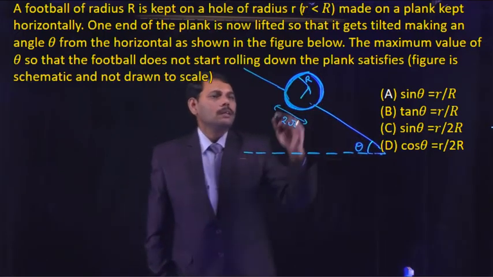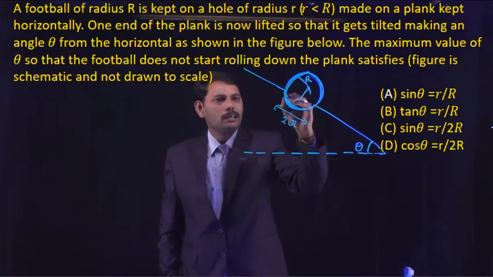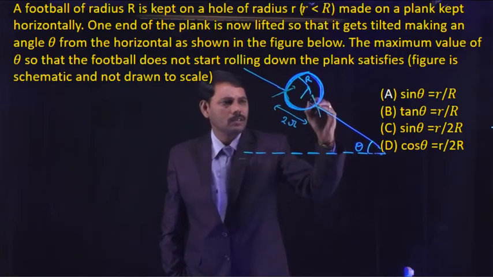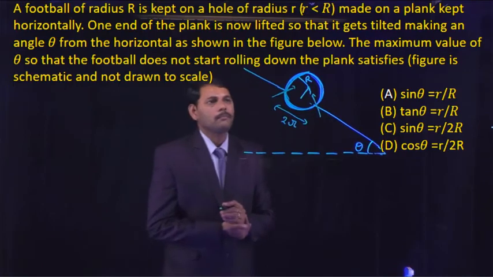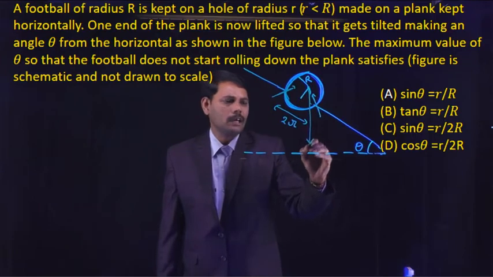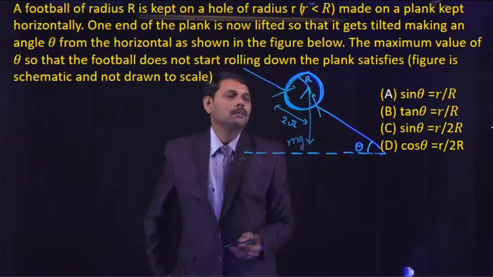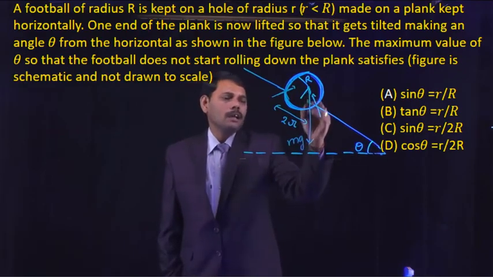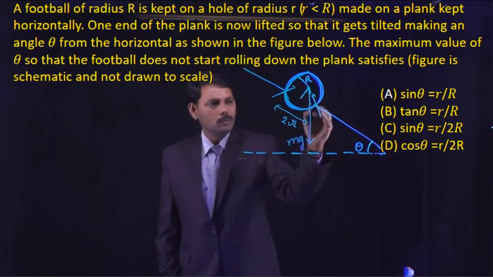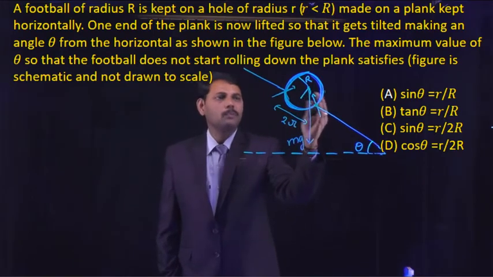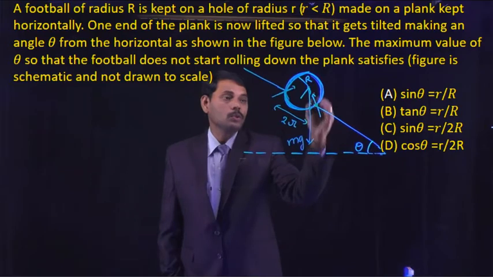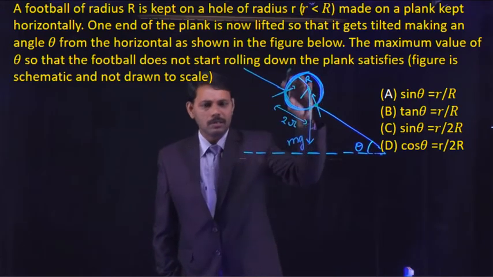Here, the normal reactions exerted by the plank: there is one normal reaction along this direction, and another normal reaction along this direction. There are 2 normal reactions acting. Initially, the weight of the football acts vertically downward. This is the direction of the weight of the football. As long as the line of weight passes through the point of contact, the football may remain in equilibrium.